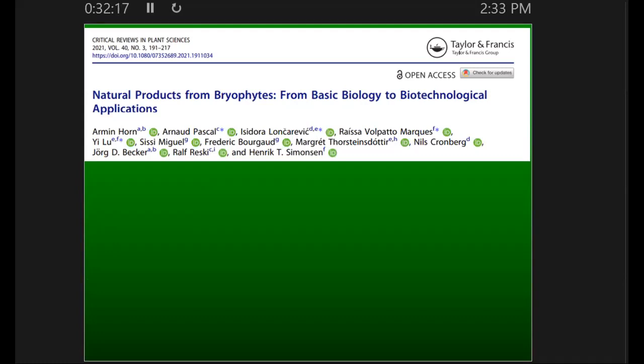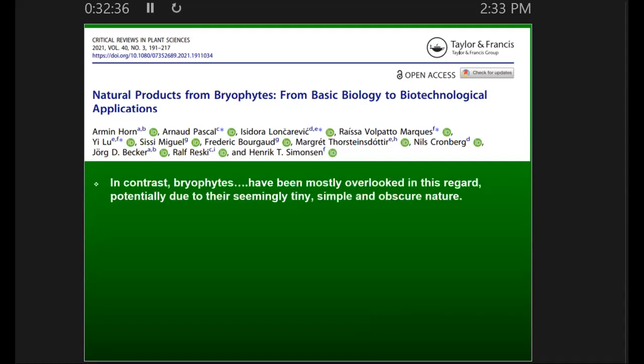Angiosperms, the flowering plants, are amazing in their ability to produce all kinds of really interesting chemicals that we can take advantage of. But now, fairly recently, they're starting to go, oh, wait a minute, angiosperms aren't the only game in town, and there are other groups of plants that we should be considering. And so this paper is kind of putting out that plea that we should look at other things. There's other opportunities out there.